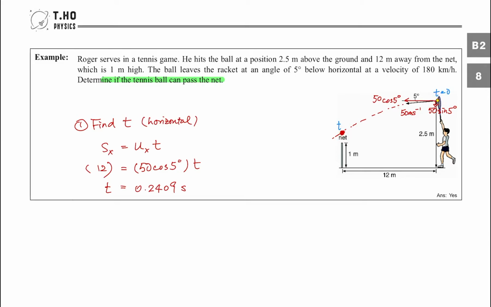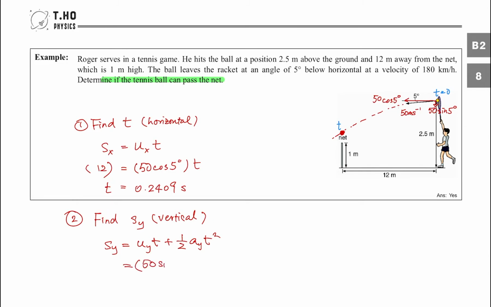So the other question will be, within this 0.24 seconds, how far did the ball drop? What is the vertical displacement? This is the second thing we have to find, the vertical displacement. So we consider the vertical part of the motion. We use the equations of motion, Sy equals uyt plus half at squared. We put in the numbers.